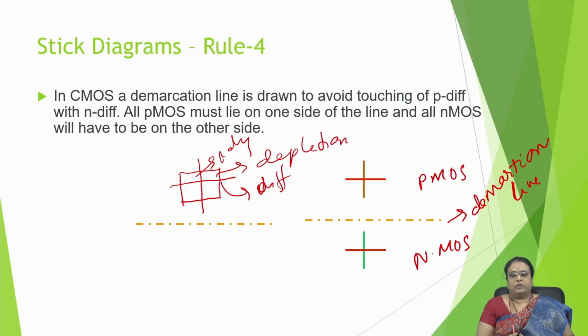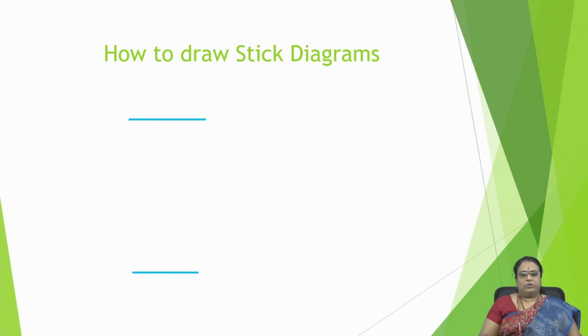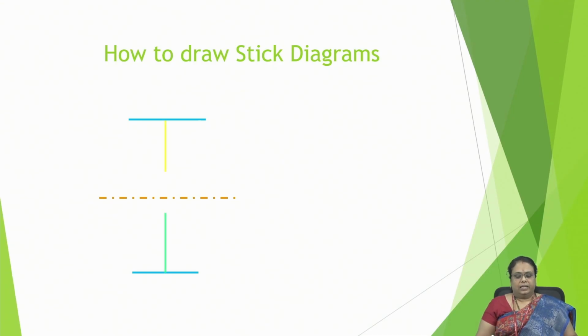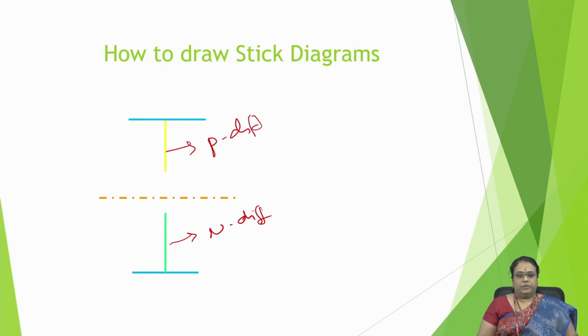These are the rules when we want to draw stick diagrams. Now we have to know how to draw them by following these rules. The first and foremost step is to draw the VDD and ground lines. This is the initial step. Then the demarcation line separating the pull-up and pull-down sides, PMOS and NMOS sides. Then this represents our N diffusion. This represents our P diffusion. These two are the diffusions.